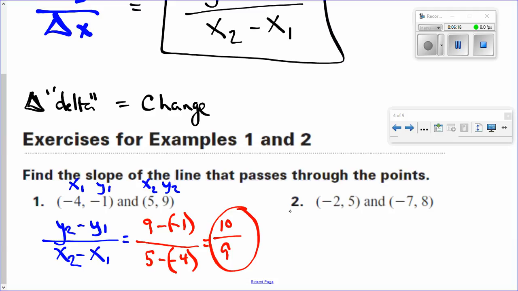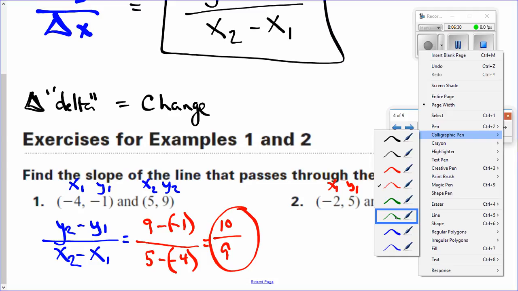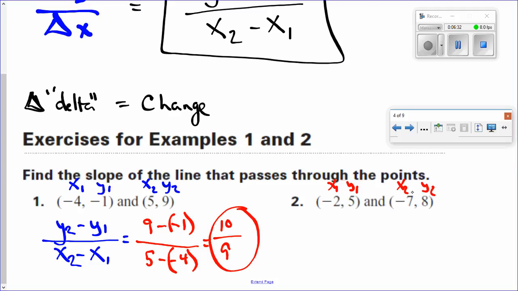We'll try it again over here for number 2, x1, y1. It's really helpful to label these, so go ahead and do that. x2 and y2. Now, change my colors again. We'll try green this time. I'm going to plug in my numbers. I'm going to do y2 minus y1 over x2 minus x1.